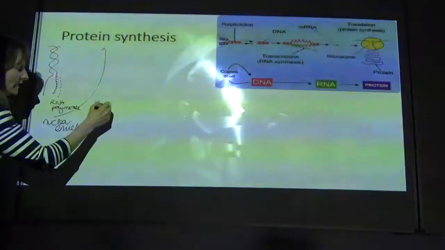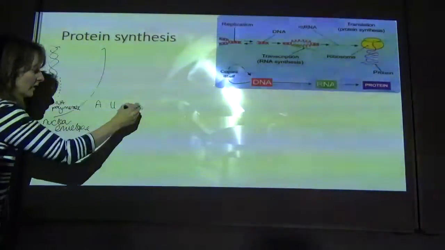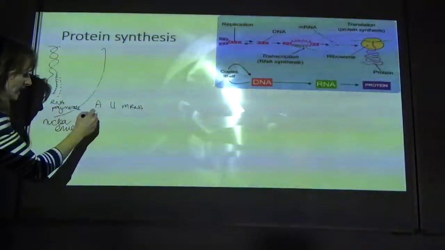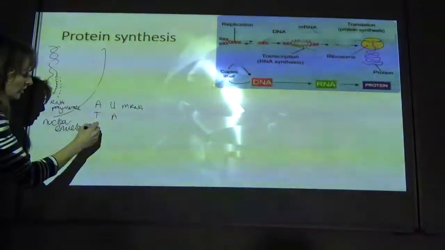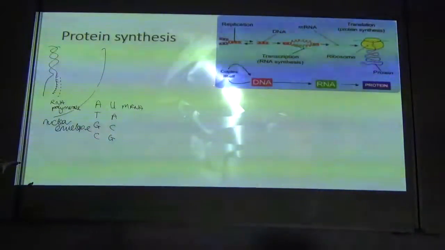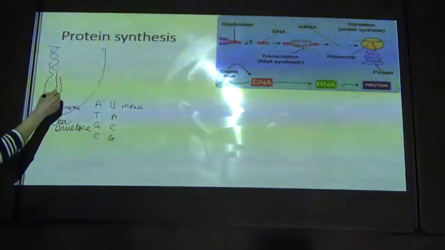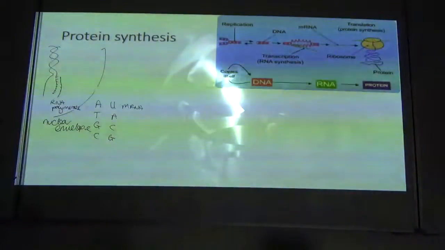Remember, A and U this time, because it's U in the mRNA and T in the DNA. U will line up with A, G with C, and C with G. So this is our complementary base pairing of the mRNA. Then the RNA polymerase seals the sugar phosphate backbone by forming the phosphodiester bonds.